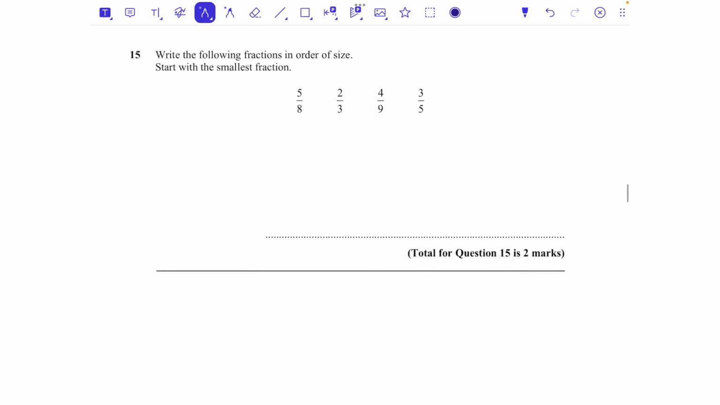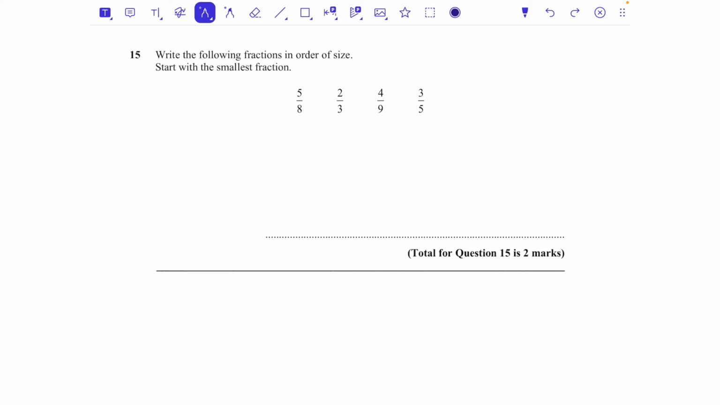Question number 15. Write the following fractions in order of size, start with the smallest fraction. Now sometimes when they ask you to do this, they give you numbers here that can all very easily be multiplied up to make something like, I don't know, 24 or 40 or something like that. Here we can see that to get them all in the same times table, it's going to be quite tricky, it's going to be quite a big number.